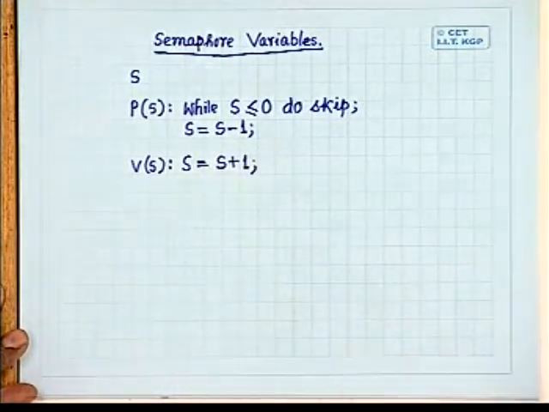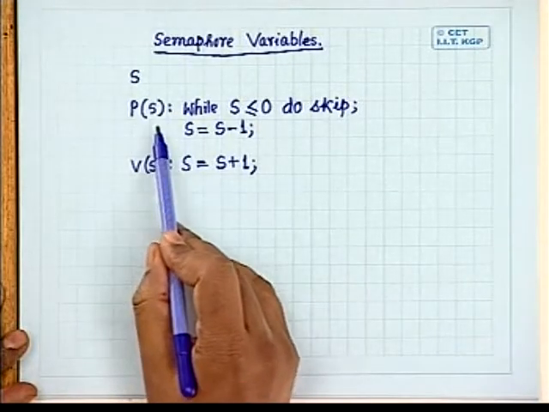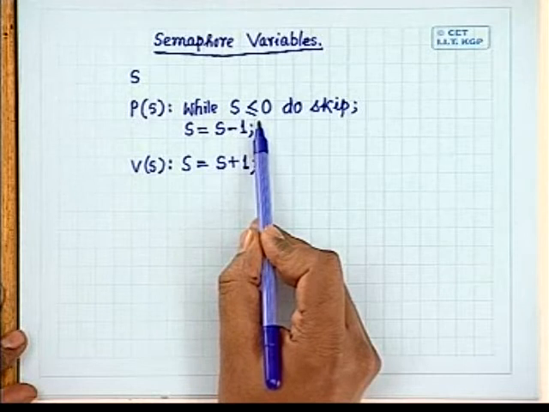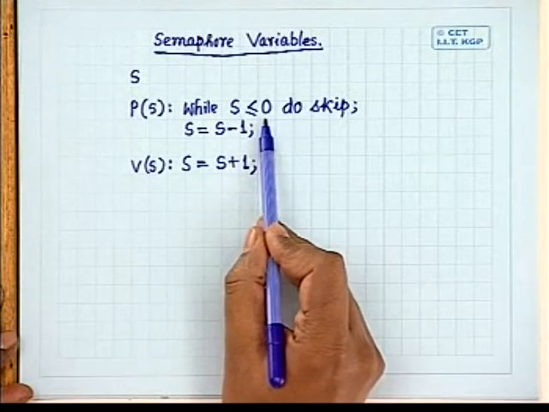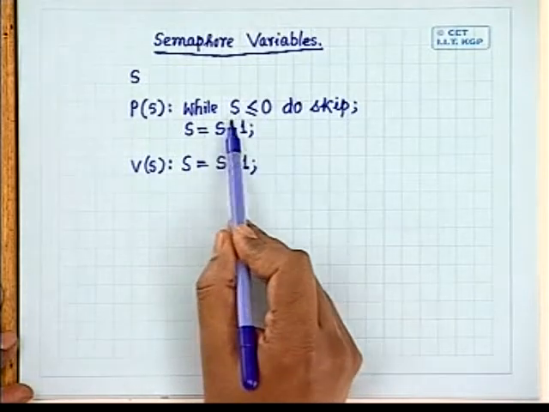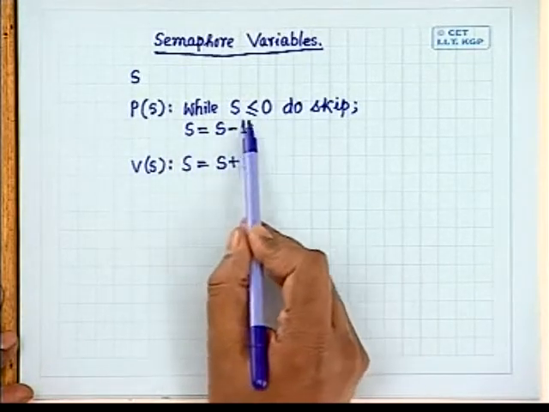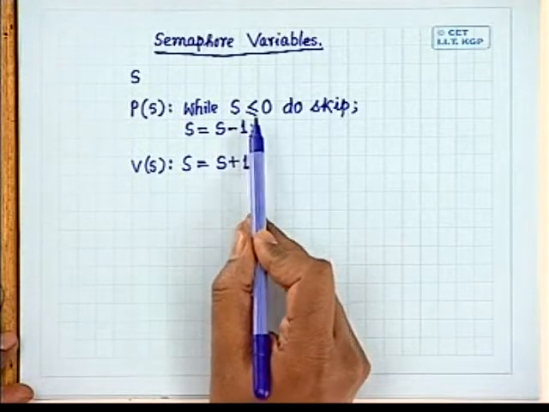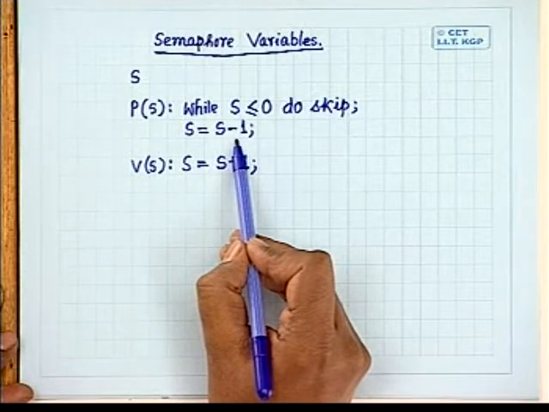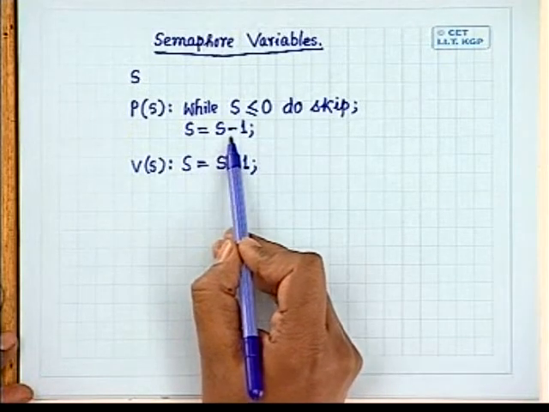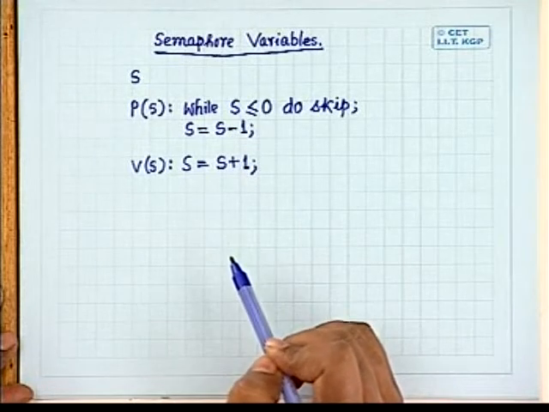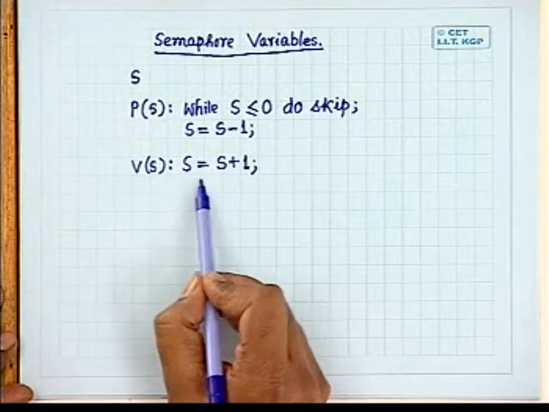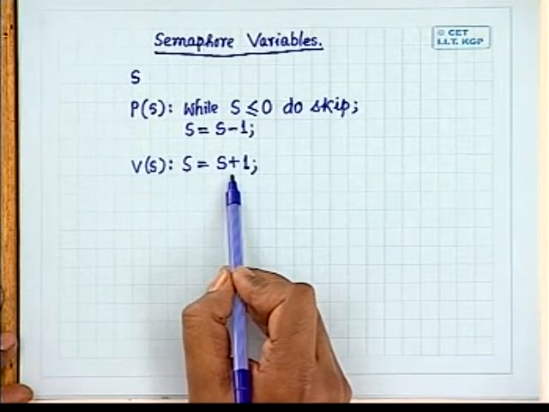So in the P(S) operation, firstly, the value of S will be checked. If the value of S is less than or equal to 0, then the process executing the P(S) operation will remain in the while loop. Only when the value of the semaphore variable S is greater than 0, it can come to the next statement and decrement the value of S by 1, then proceed with the other statements in the program. For V(S) operation, the value of S is simply incremented by 1.